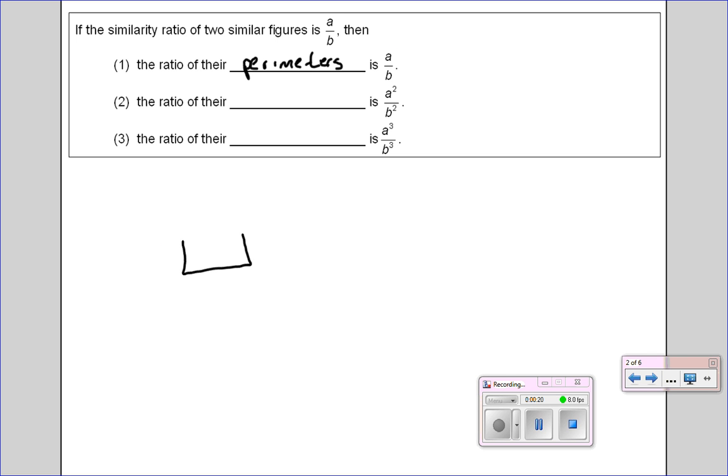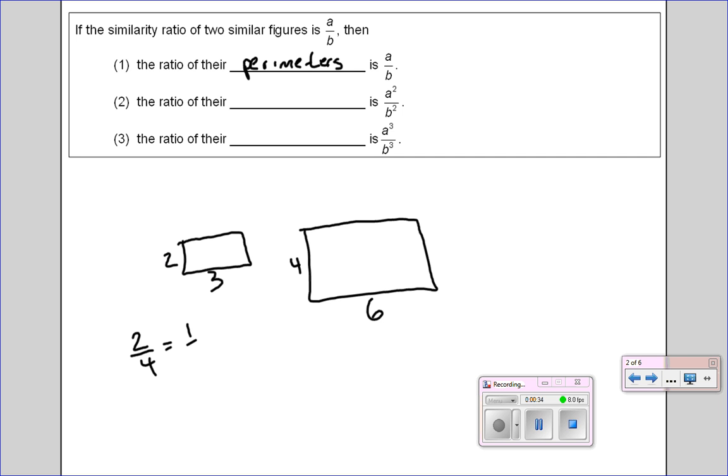So for example, if I have two rectangles, and this one is, let's say, 2 and 3, and this one is 4 and 6, then if you set up a ratio of 2 over 4, reduce that, it equals 1/2. So their similarity ratio is 1 over 2. Their perimeter ratio is also 1 over 2.